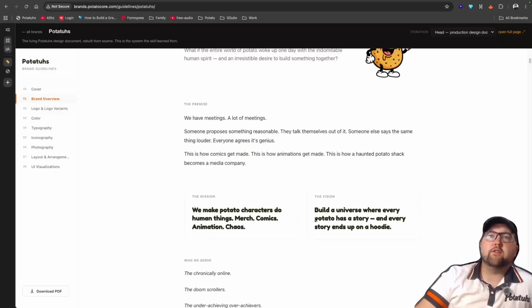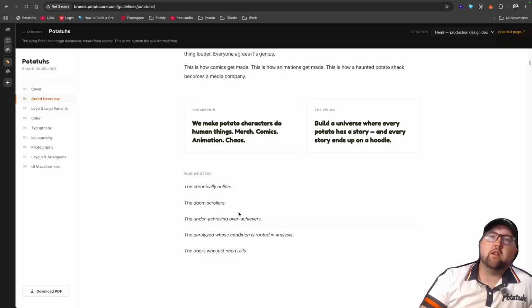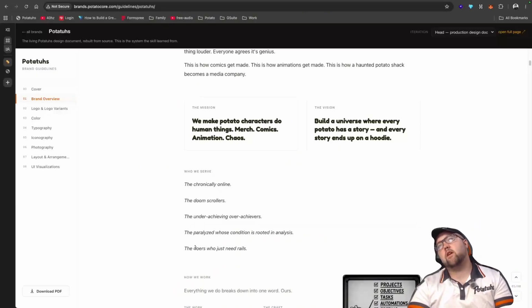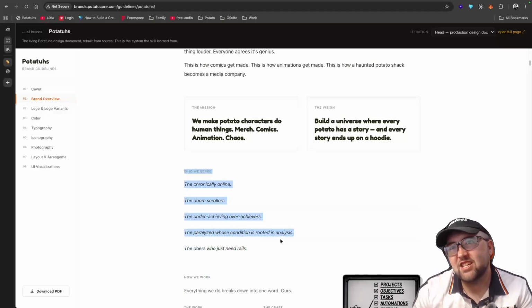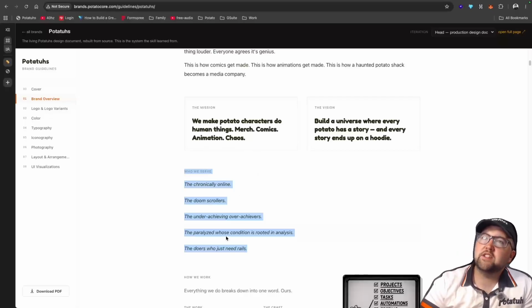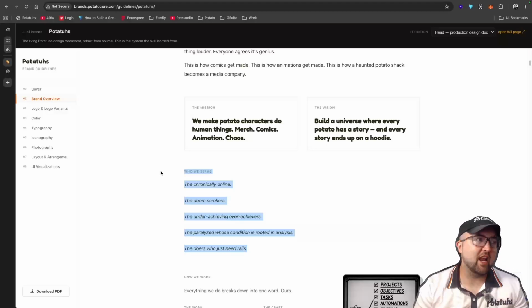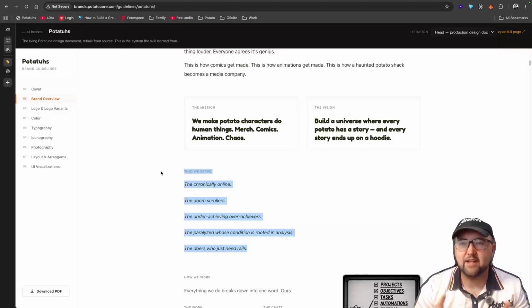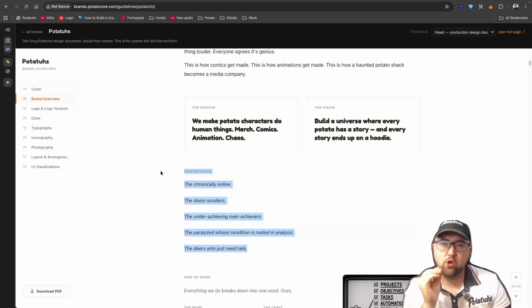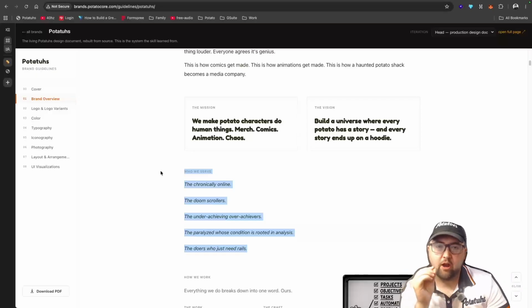corporate stuff thrown in there. It's for the people who are chronically online, doom scrollers, the underachieving overachievers, the paralyzed whose condition is rooted in analysis, the doers who just need rails. But this is cursory. This is not as sophisticated as the ideal customer profile should be. The ideal customer profile is going to have fears and passions. You're not serving someone unless you know what they are afraid of and what they are passionate about.